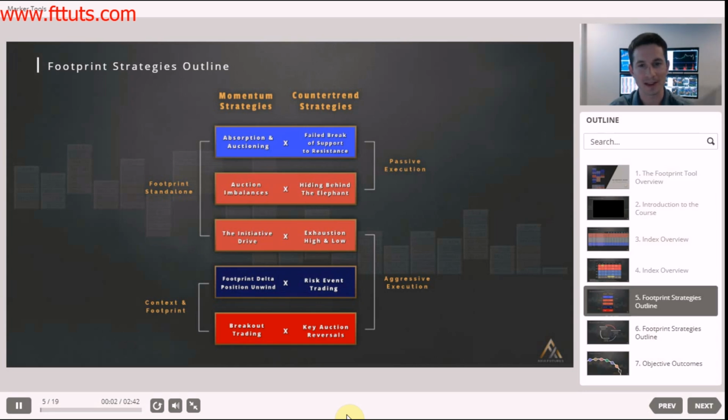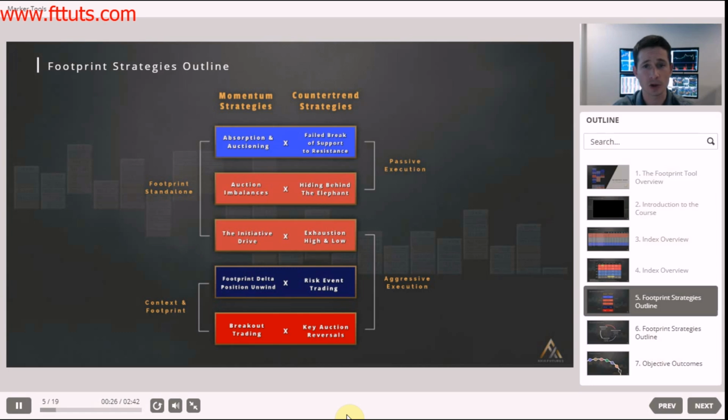So hopefully the 30-day challenge has got you really excited about what's to come in the Footprint course. If it hasn't, then the outline of the 10 strategies you can expect to see ought to do the trick. Some of the strategies you can expect to see include both momentum as well as counter trend strategies. We've done this for a very good reason.